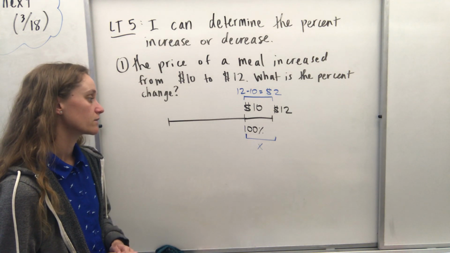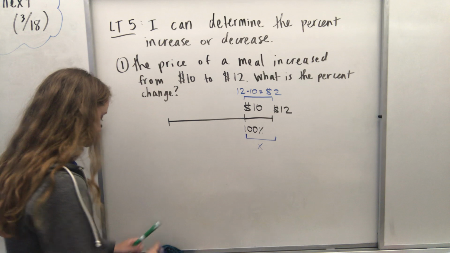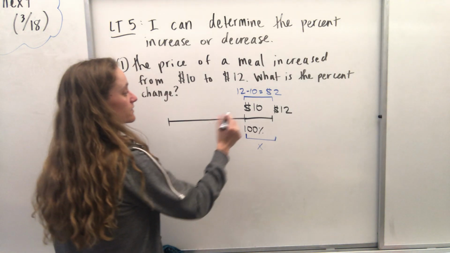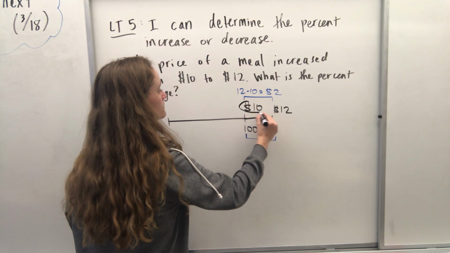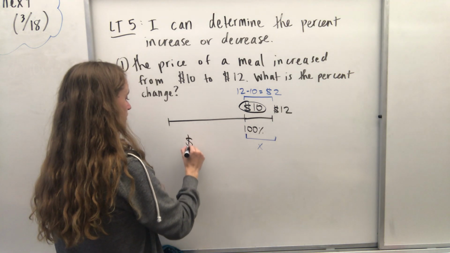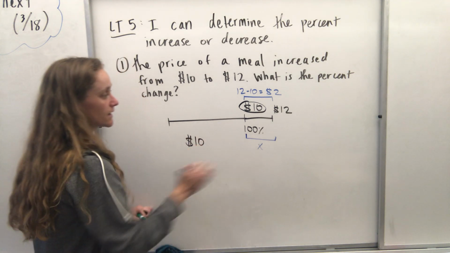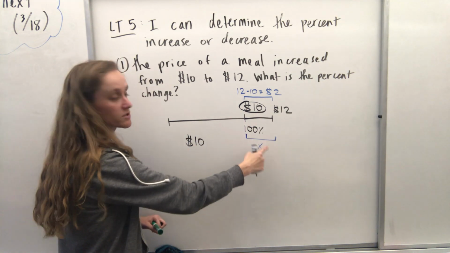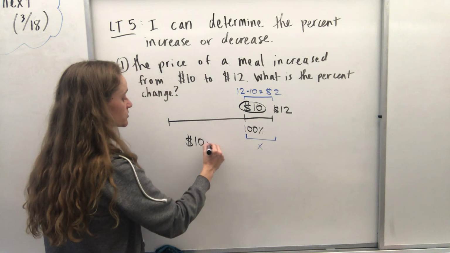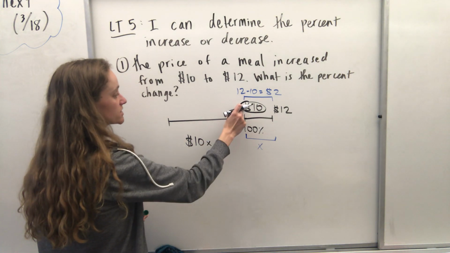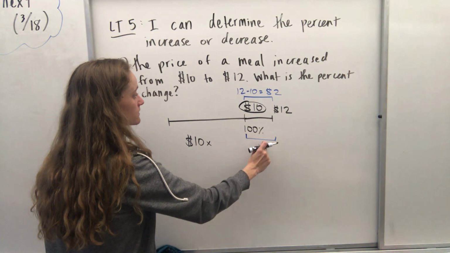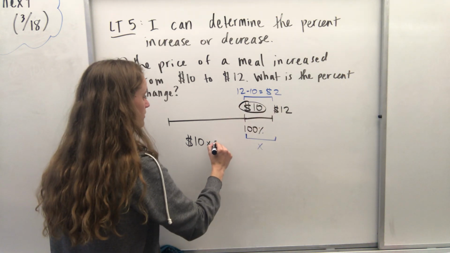So when I set up my equation, this is my original value. So I know that if I take my original value, which is 10, and I multiply it by whatever this percent is, but I don't know what it is yet, so I'll just put X. If I do 10 times this percent, I should get the number up here.